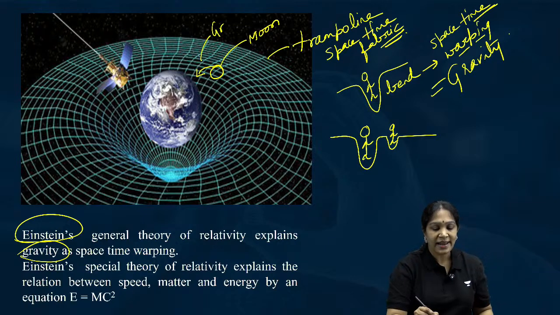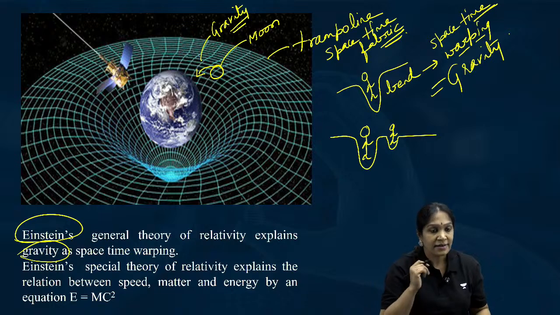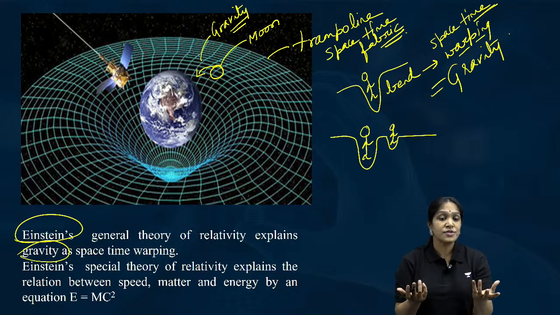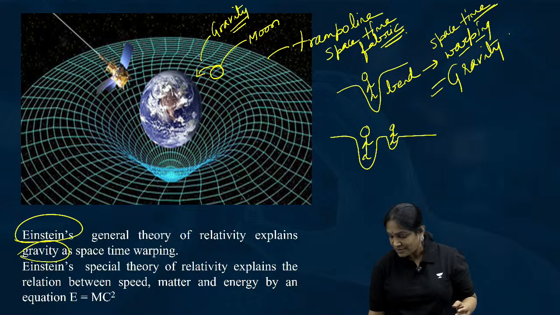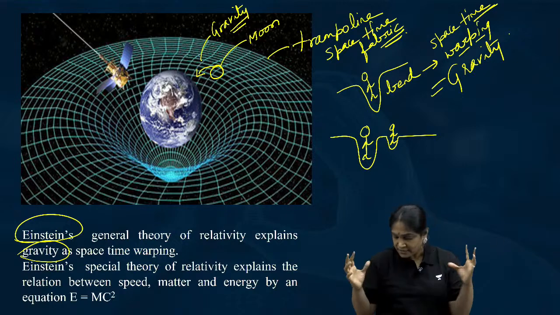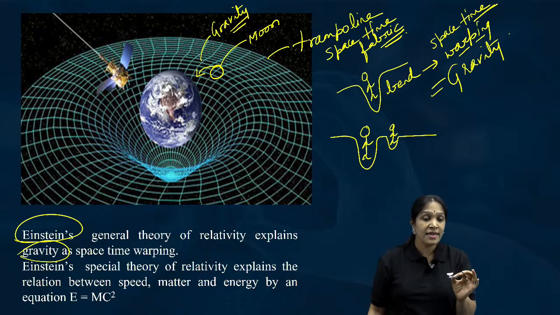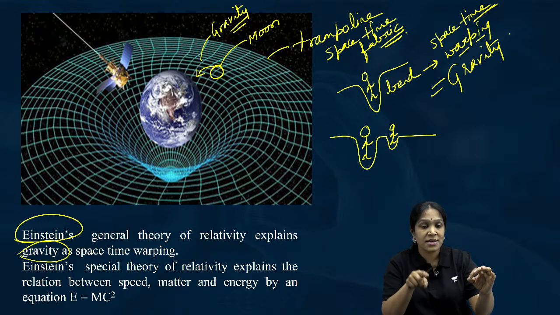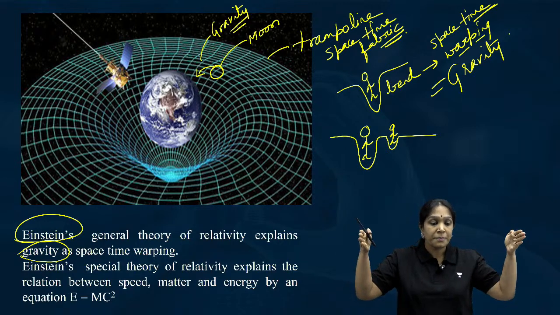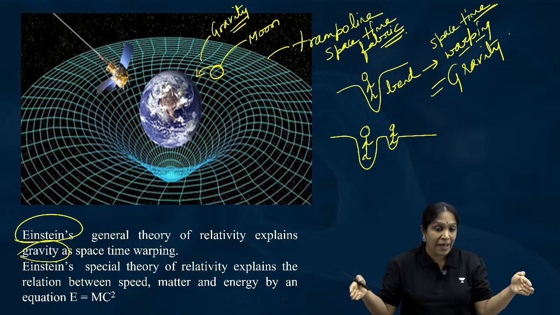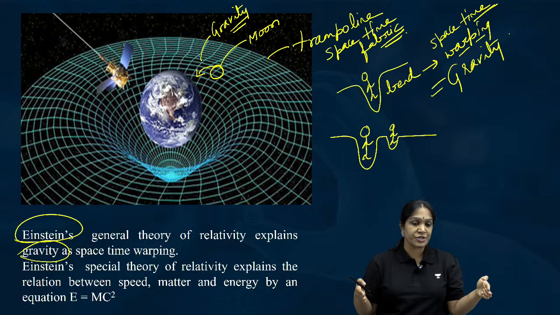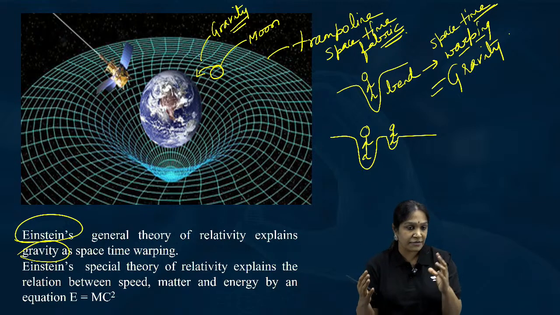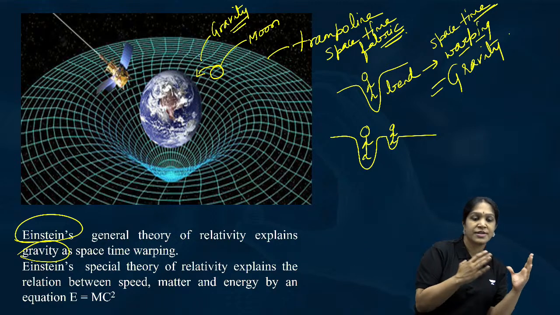This is called gravity according to Einstein. Is it clear? Gravity is not some magnetic force. It's not like two magnets attaching like this. Gravity is because of space-time warping, the bending of the space-time fabric, because of which the lightweight structure will fall towards the heavyweight structure.